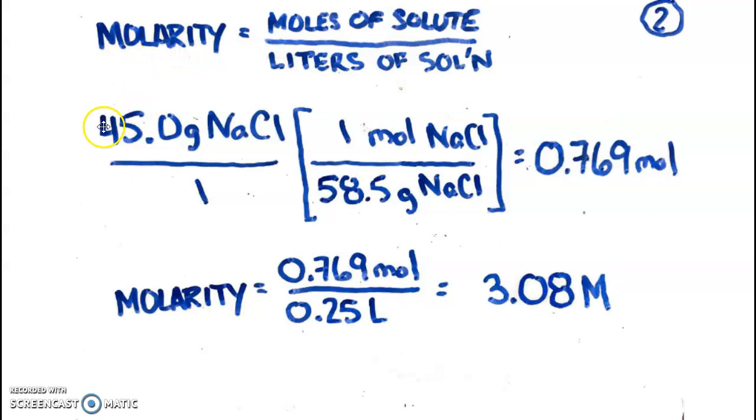But first, we're going to take our 45.0 grams of sodium chloride, which is given to us in the problem. We're going to use the gram formula mass for sodium chloride. It is 58.5 grams of sodium chloride per mole. And using dimensional analysis, we're going to multiply these together. 45.0 grams times 1 over 58.5 grams of sodium chloride is 0.769 moles of sodium chloride. I've rounded this to 3 significant figures because both our measured values have 3 sig figs.